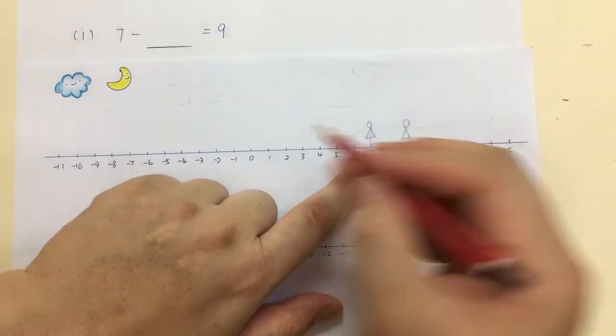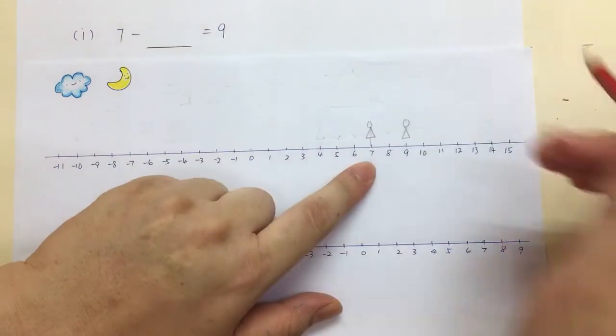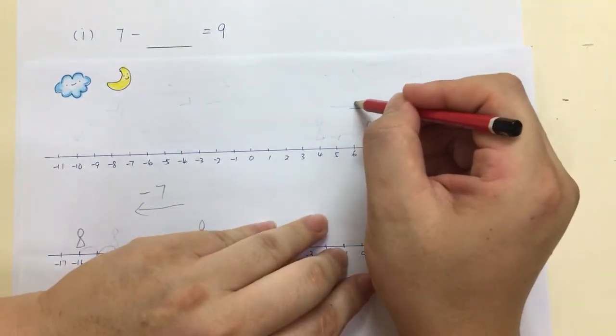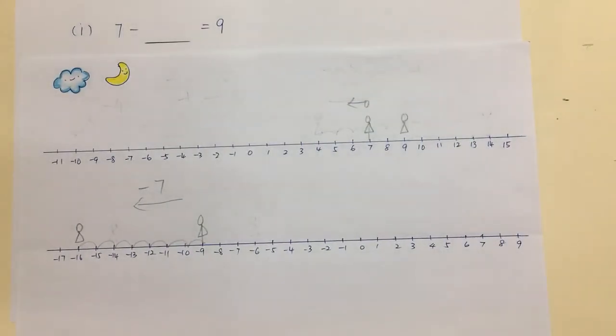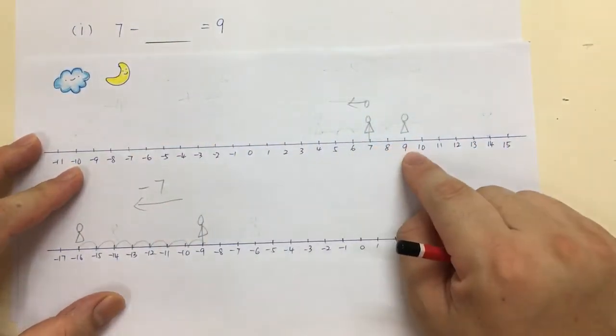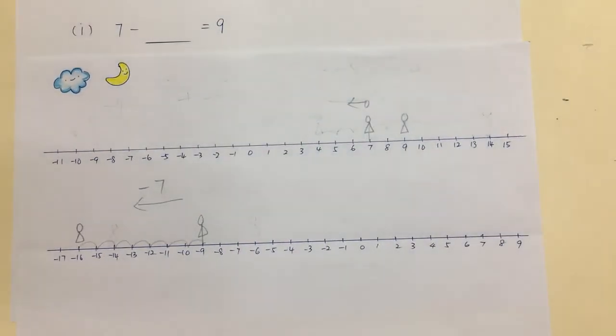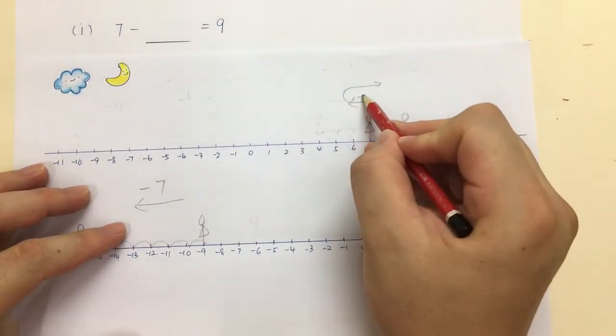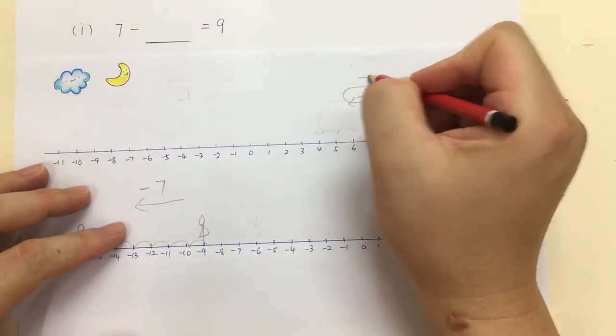But the problem here is I start with negative. That means the question wants me to go to the left hand side, but if I go on the left hand side, I cannot reach my 9. It's on the other side, the opposite direction. So I need to turn back. So this is the first negative, and this turn back is another negative.